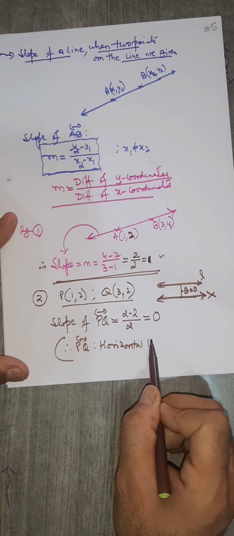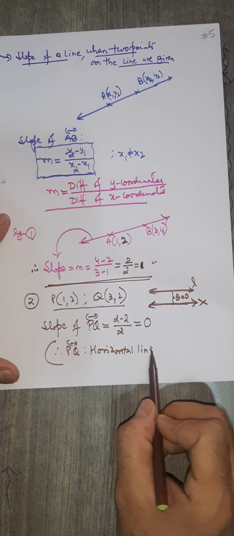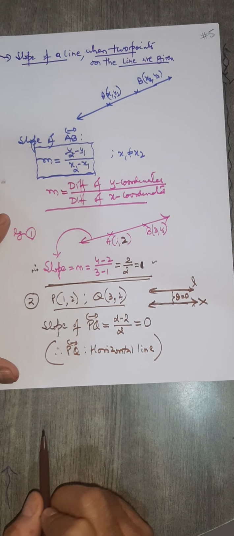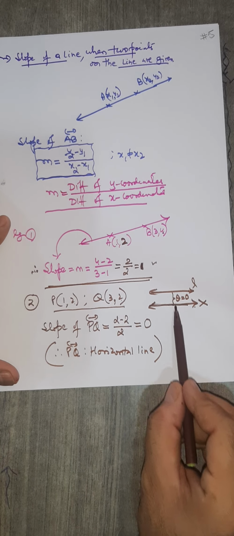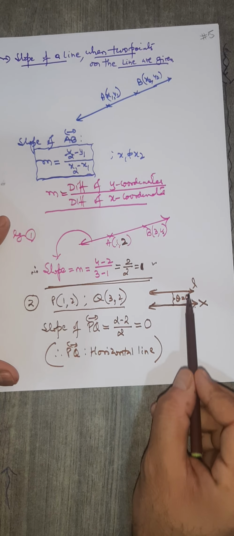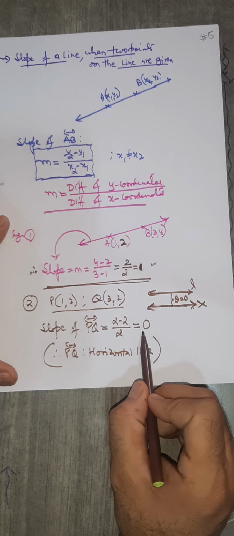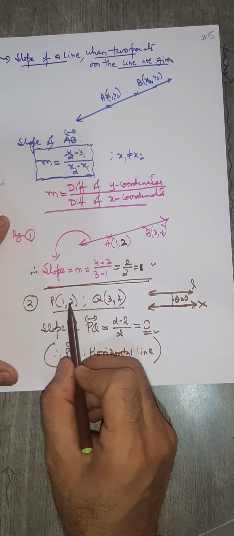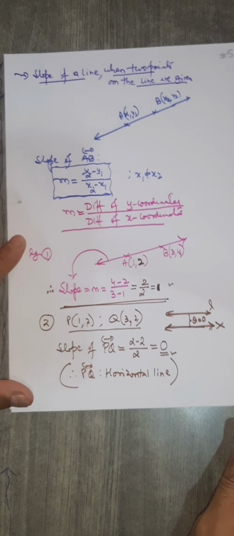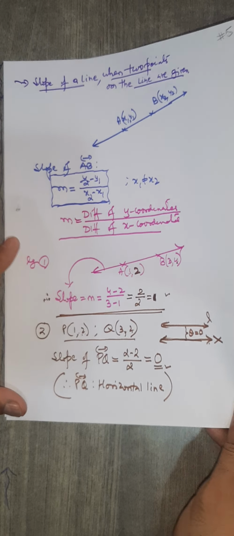Horizontal line. Horizontal line means what? Parallel to x-axis. It should not have any inclination with the x-axis, should not have any angle with the x-axis. So here slope is 0, y2 minus y1 upon x2 minus x1. Now look at one more example.